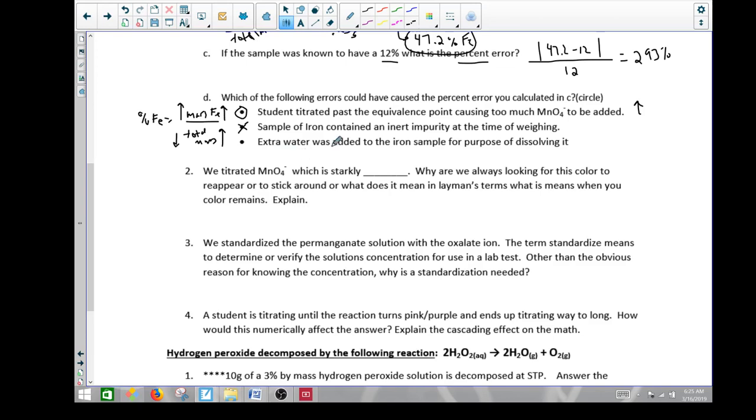Extra water was added to the iron sample for the purpose of dissolving. This would mean that we're adding water after we weigh it, so this number is locked. And the mass of the iron would not be affected by this because in the titration, adding more water will not affect the titration. So this isn't going to have an up or down effect. It's just going to have no effect. Number 2, we titrated MnO4 negative, which is, this stuff is purple.